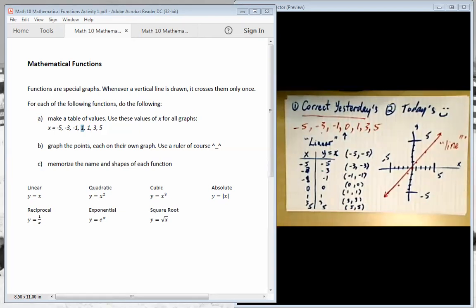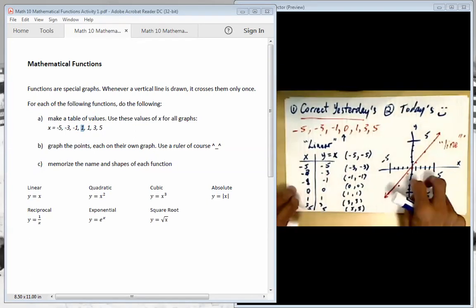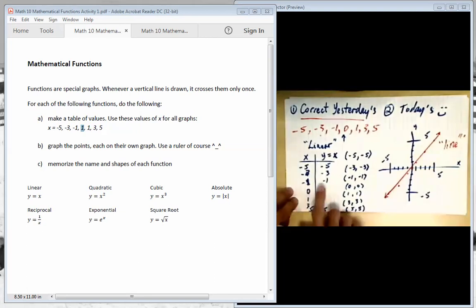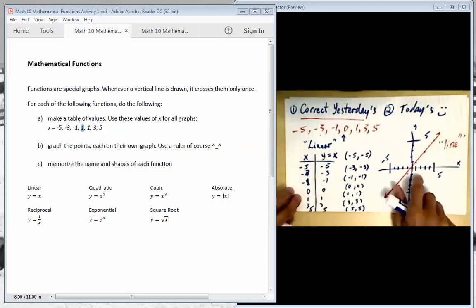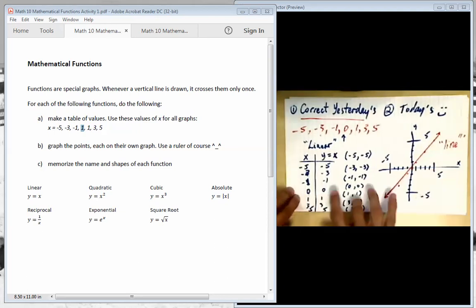Okay, now for the remaining questions, I'm going to do this. I'm just going to show you what the graph looks like, the general shape. And I'll leave this calculating formula part up to you, and the graphing part as well for you to show on your own.